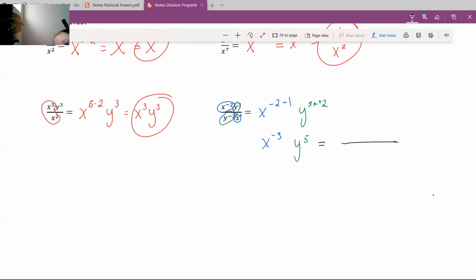So I draw my fraction bar. If it's not actually in a fraction, we always assume it's on top. So x to the negative third is on top. I need to move him to the bottom to make him positive. And then y to the 5th is positive, so he can stay on top. And those ones are done.